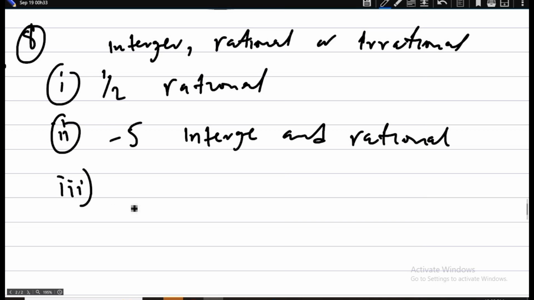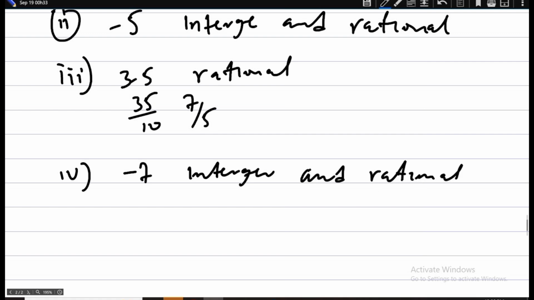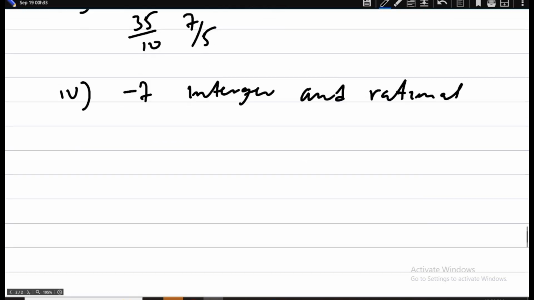So question number III says 3.5. 3.5 is a rational number, because 3.5 can be written as 35/10, which gives us 7/5. So it is a rational number. So we go to IV. IV said -7. -7 is an integer. I know that every integer is equally a rational number, because we can make it -7/1. So it's equally a rational number.